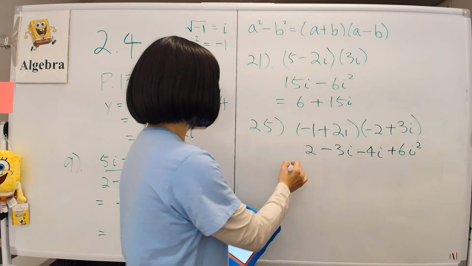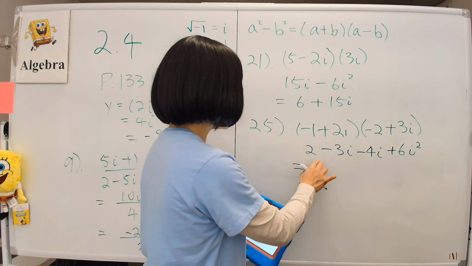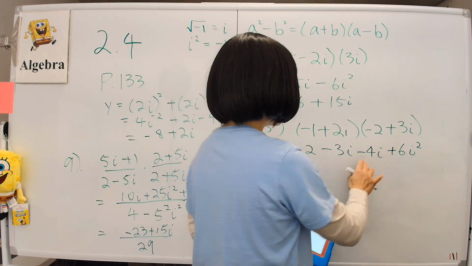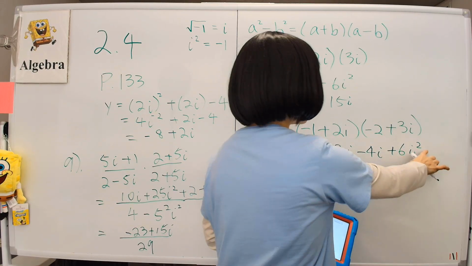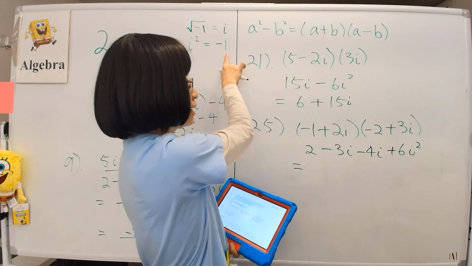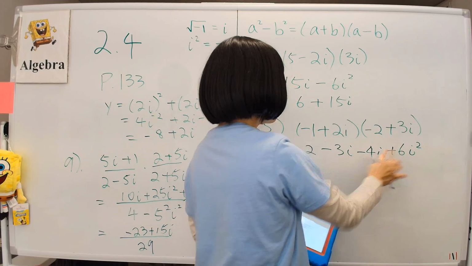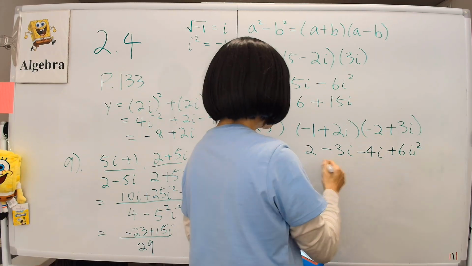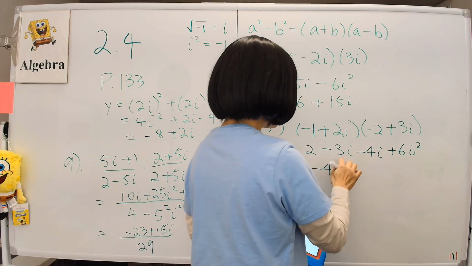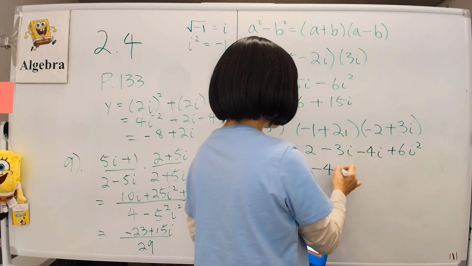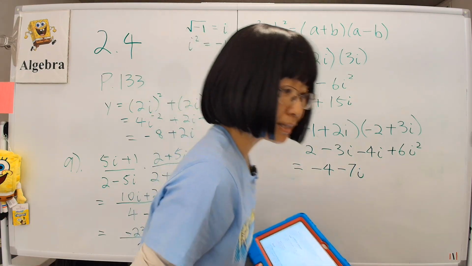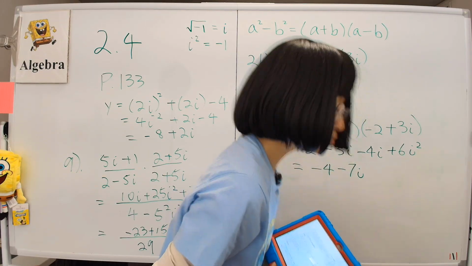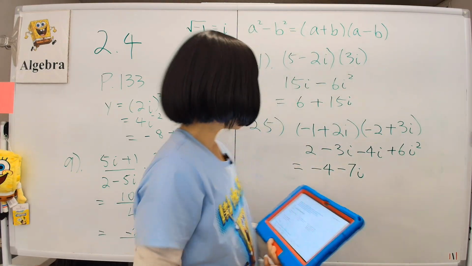So far, that's good. So the numbers, we have 2 here. This is a plus 6i squared. i squared is -1, therefore it becomes -6. So we have 2 minus 6, which is minus 4. And then minus 3 minus 4 becomes minus 7i. And that should be the end of that. 25, minus 4 minus 7i, that is correct.